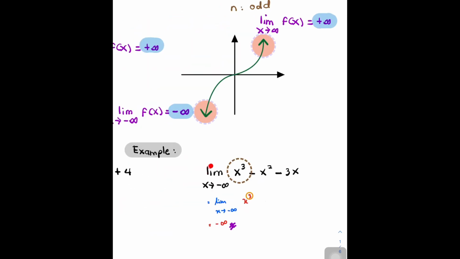We have the limit as x approaches negative infinity for this function here. Since this is a polynomial, let's just take the highest power. Now we have the limit of x cubed for x approaching negative infinity. Since the power here is an odd power, let's just focus on this graph here. So as x approaches negative infinity, this goes to negative infinity. So your answer is just negative infinity.